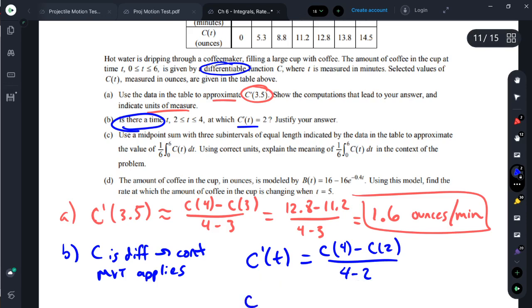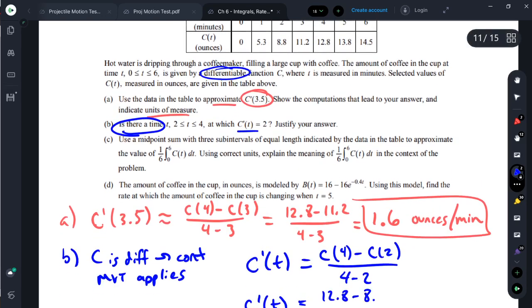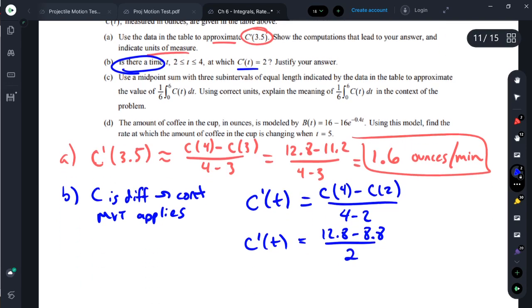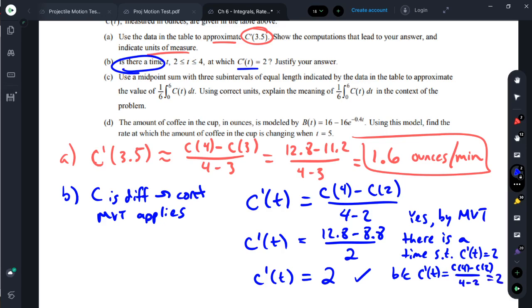So let's go ahead and kind of work that out. So C prime of t equals C of 4 is 12.8 minus 8.8 over 4 minus 2 is 2. You can use your calculator, but you can also just see 12 minus 8 is 4. 4 divided by 2 is 2. So yes, right, that's what we wanted. So we'd say yes, by MVT, there is a time such that C prime of t equals 2 because C prime of t equals C of 4 minus C of 2 over 4 minus 2 equals 2. You probably don't need that because you already showed all the work, but I'm going to add it.